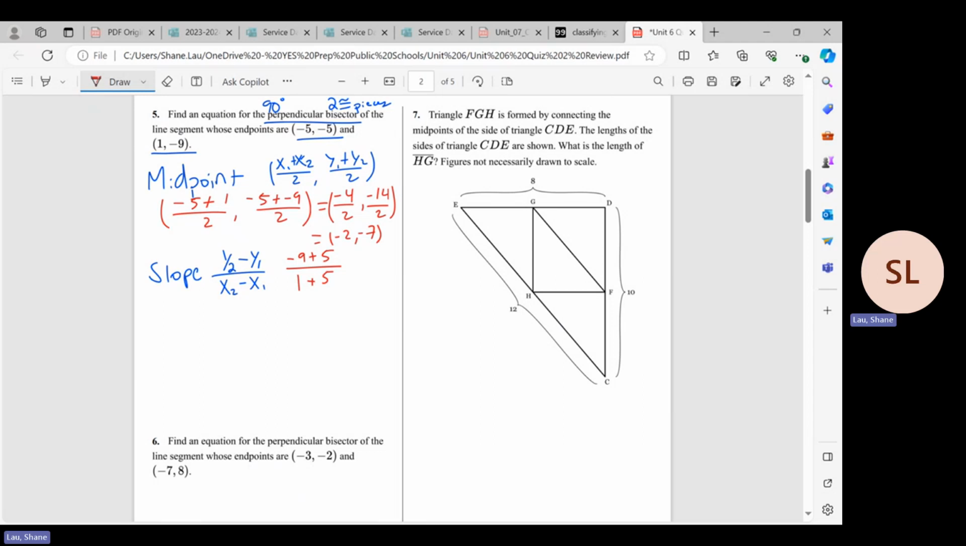It's that double negative. And then we add across. -9 plus 5 equals 4. Sorry, -4. 1 plus 5 equals 6. That's going to equal -2/3.